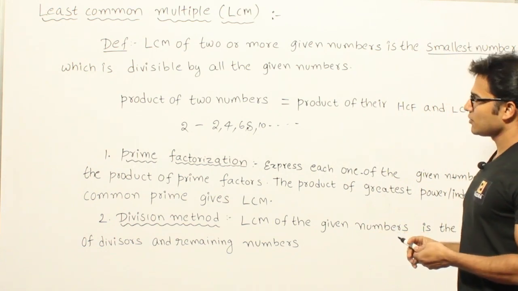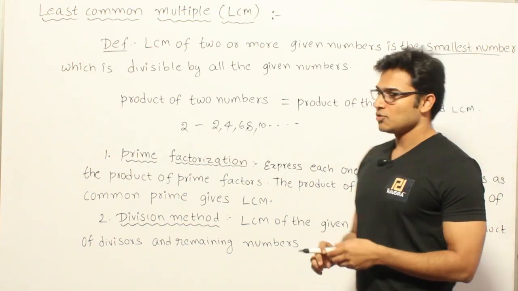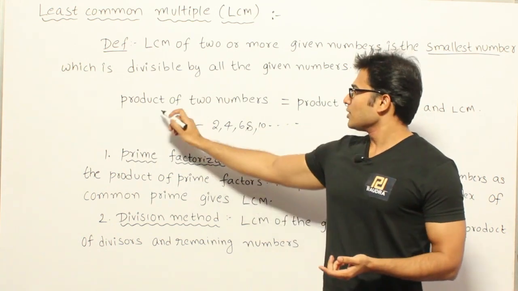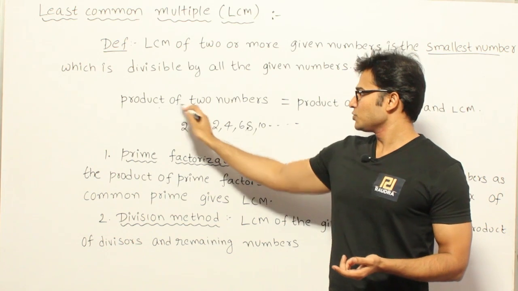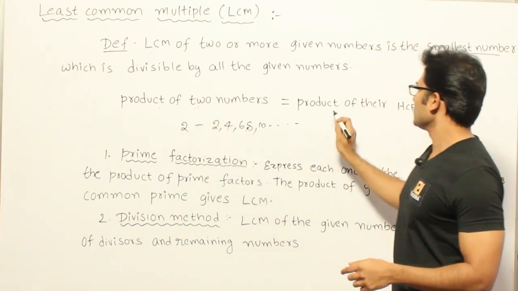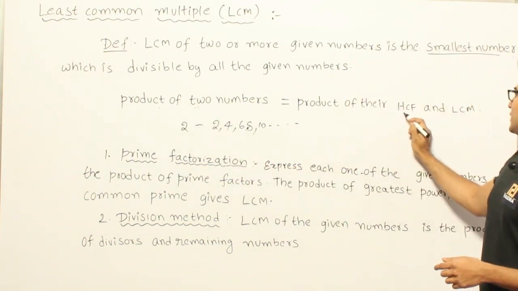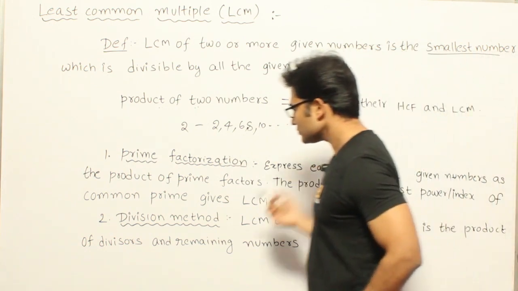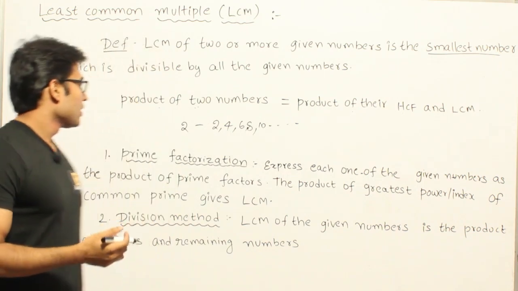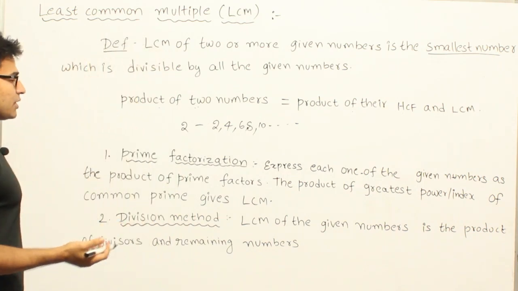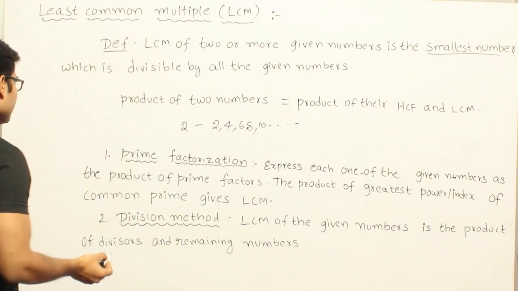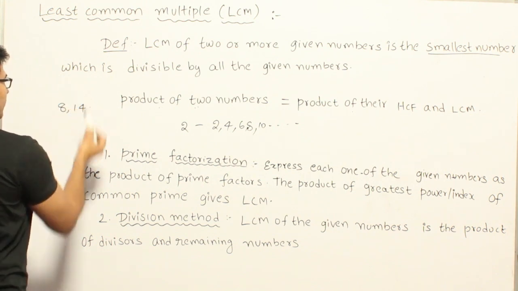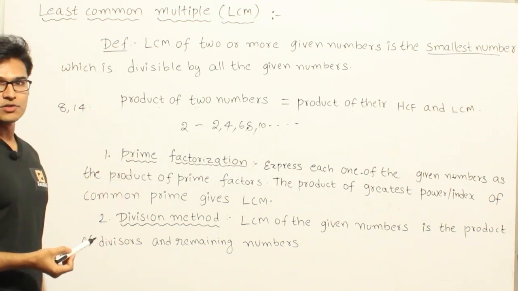One more property that holds is, whenever you take 2 numbers and find out their LCM and GCD, the product of those 2 numbers will be equal to the product of their LCM and GCD. We shall see this with an example later. Now let's try to find out the LCM of 2 numbers. Let's take the 2 numbers which we have taken earlier, 8 and 14. What is their LCM, least common multiple?